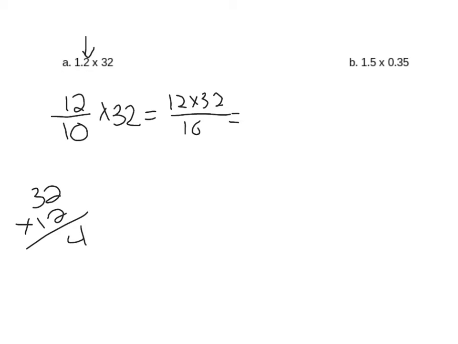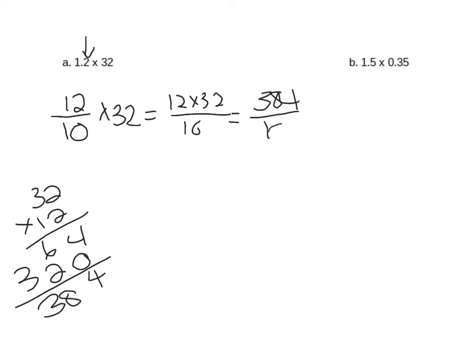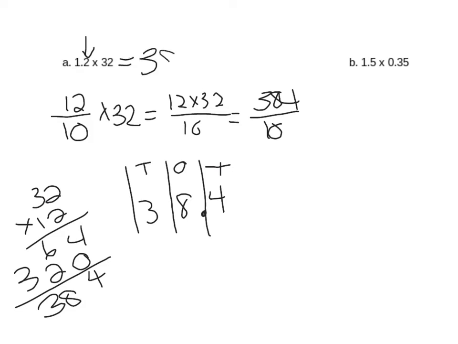2 times 2 is 4. 2 times 3 is 6. Placeholder. 1 times 2 is 2. 1 times 3 is 3. Add them together and we get 384 over 10, or 384 tenths. So that means the last number I say needs to go in the 10th place. So the 4 is going to go in the 10th place. Before the 10th place is the ones place, and there's always a decimal between that. So we're going to put the 8 there, and then we're going to put the 3 in the 10th place. So 1 and 2/10 times 32 is equal to 38 and 4/10.